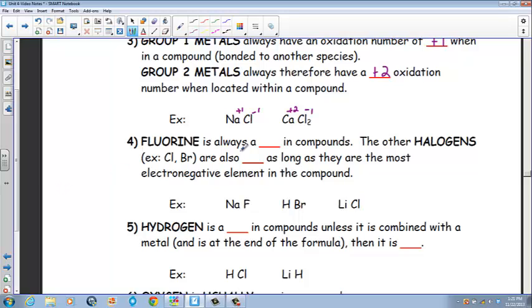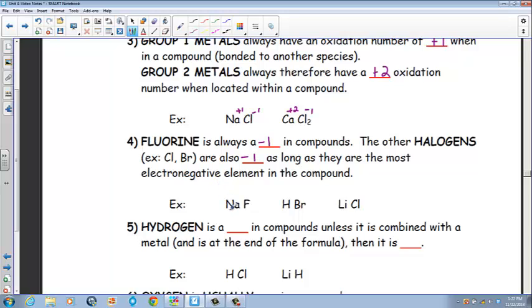Fluorine is always a -1 in compounds. The other halogens in group 17, chlorine and bromine, are also going to be -1 as long as they are the most electronegative element in the compound. What does this mean? This means that we have to make sure that we look at their electronegativity values before we can determine the charge.